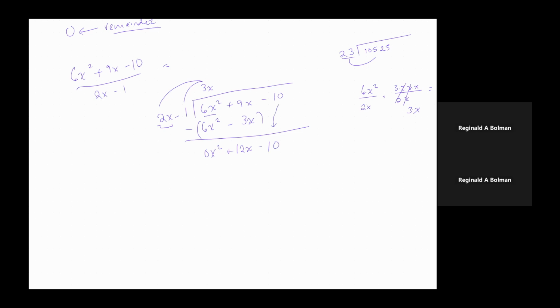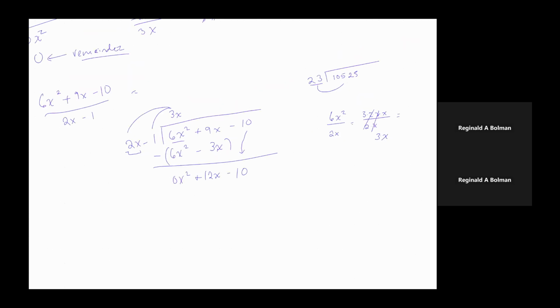Okay, now we have to repeat this process over again. We're going to ask ourselves how many times does 2x go into 12x? So 2 goes into 12 6 times. x goes into x just once, so you actually don't have to write that. So you'll just have a 6. 6 times 2x gives you 12x.